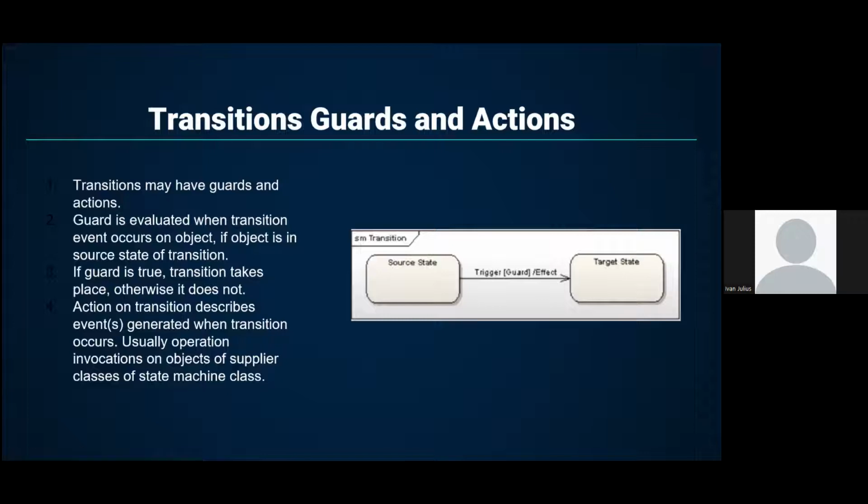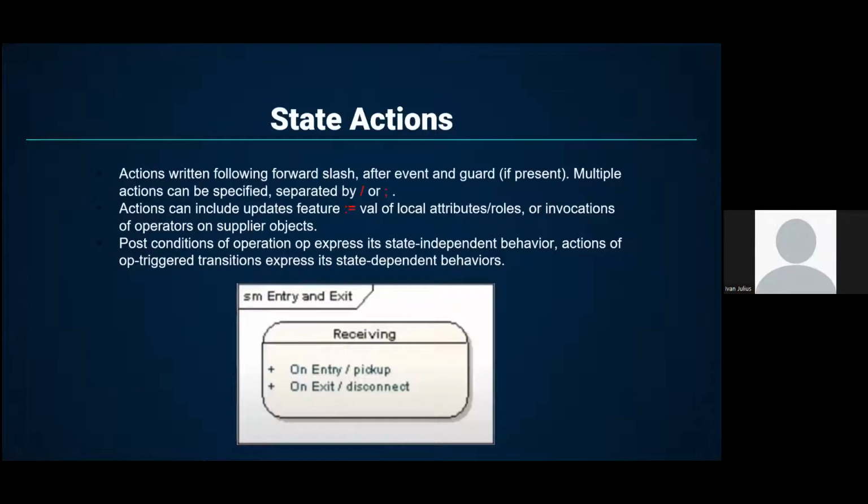If the target state had many transitions arriving at it, and each transition had the same effect associated with it, it would be better to associate the effect with the target state rather than the transition. State actions: actions are written following a forward slash after the event and guard, if present. Multiple actions can be specified, separated by slash or semicolon. Actions can include updates of features, such as attribute := value of local attributes or roles, or invocation of operations on supplier objects.